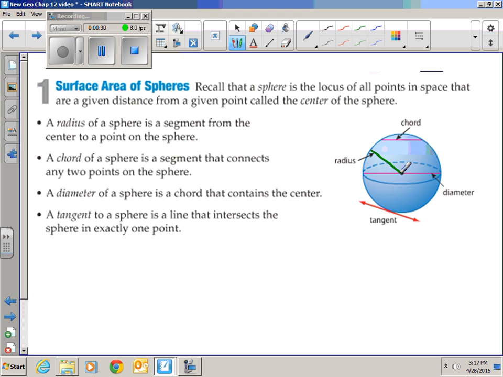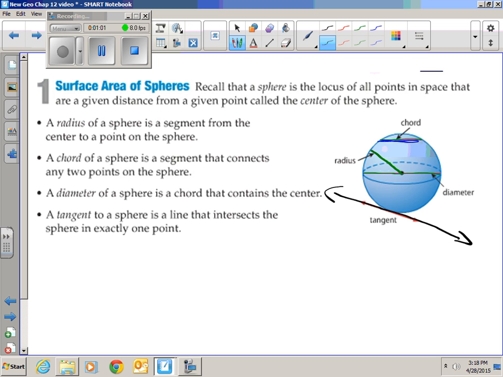The diameter of the sphere, of course, goes from edge to edge, passing through the circle. The diameter is a special chord. A chord is any segment that goes from edge to edge of a sphere. It's right here in blue. Okay? And lastly, I have the tangent line of a sphere, which is this line right here. It is a line that passes not through the sphere, but just touches the sphere at one point.